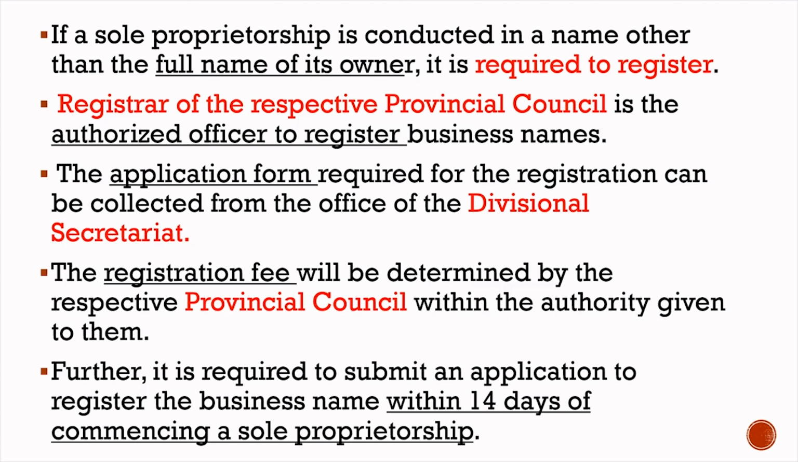Further, it is required to submit an application to register the business name within 14 days of commencing a sole proprietorship. So, these are the points you have to remember. If the business is not in your full name, you have to definitely register it. The person authorized to register is the registrar of the respective provincial council. Application forms are taken by the divisional secretariat. Registration fee is determined by the provincial council. And once you start the business, within 14 days, you have to definitely register your sole proprietorship organization or business.